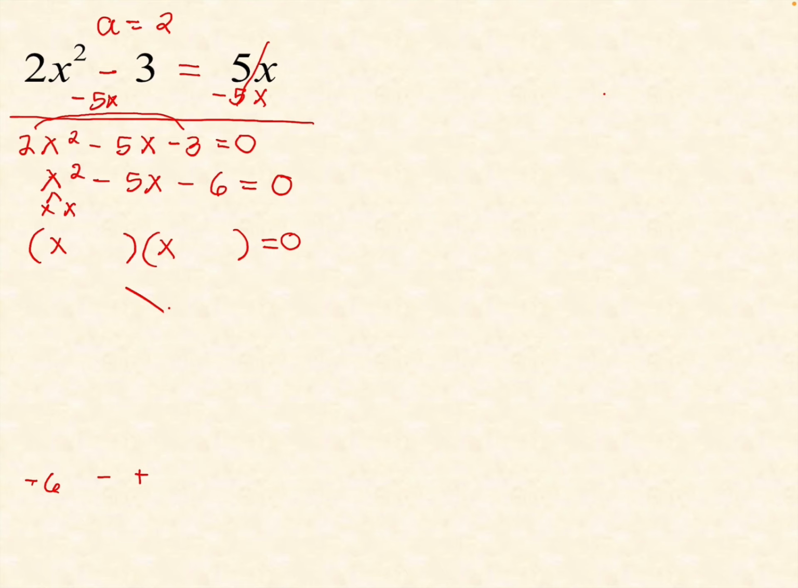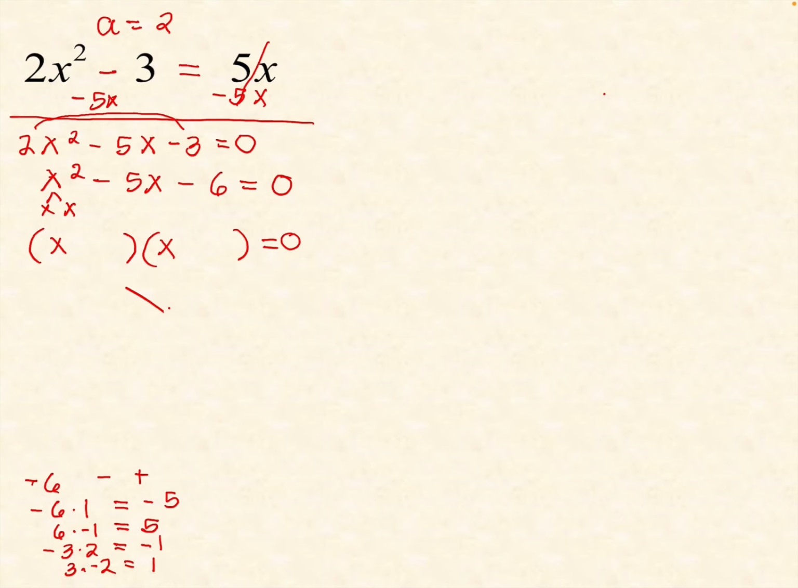List down the factors of 6. So, you have negative 6 times 1, 6 times negative 1. What else? We can have negative 3 times 2 or 3 times negative 2. And then after that, you have to get the sum. Negative 6 plus 1, that is negative 5. 6 plus negative 1, that is 5. Negative 3 plus 2, that is negative 1. 3 plus negative 2, that is 1.